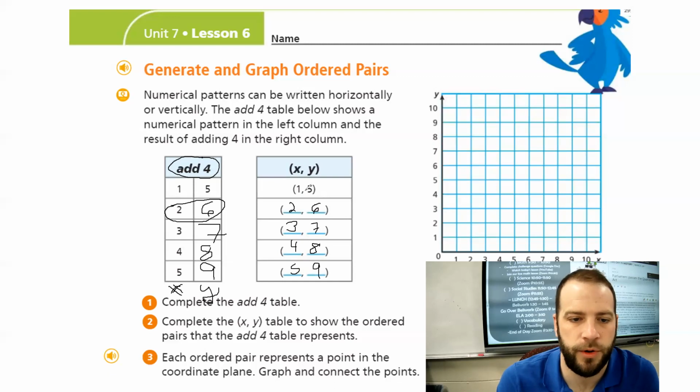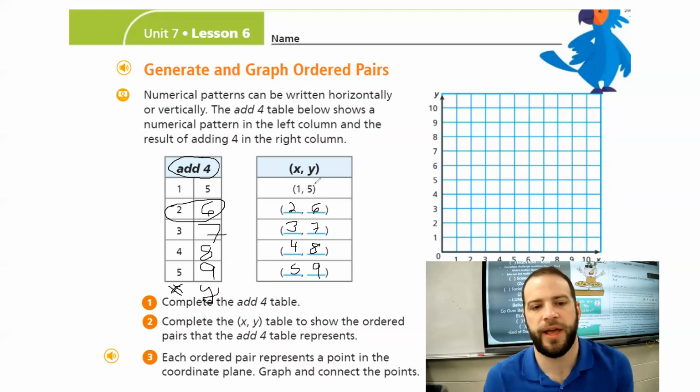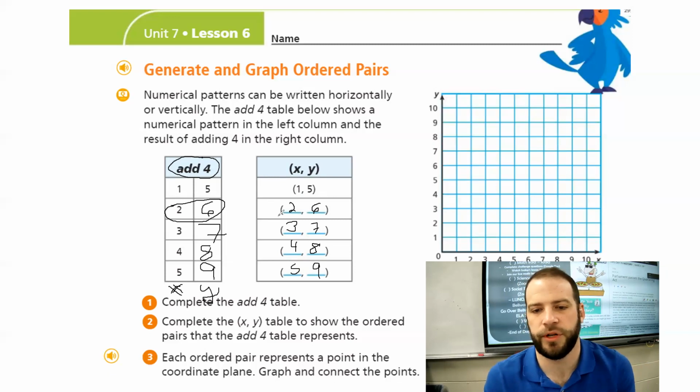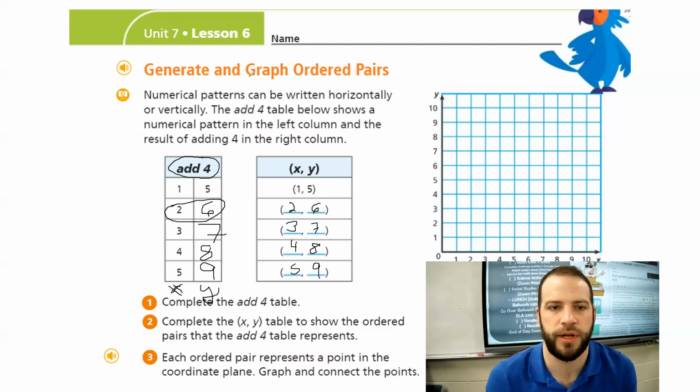First one is going to be 1, 5. And see how they don't have any label to them? Then they're not looking for a label. The only thing that they're looking for is for us to plot the coordinate. So that's all we have to do.